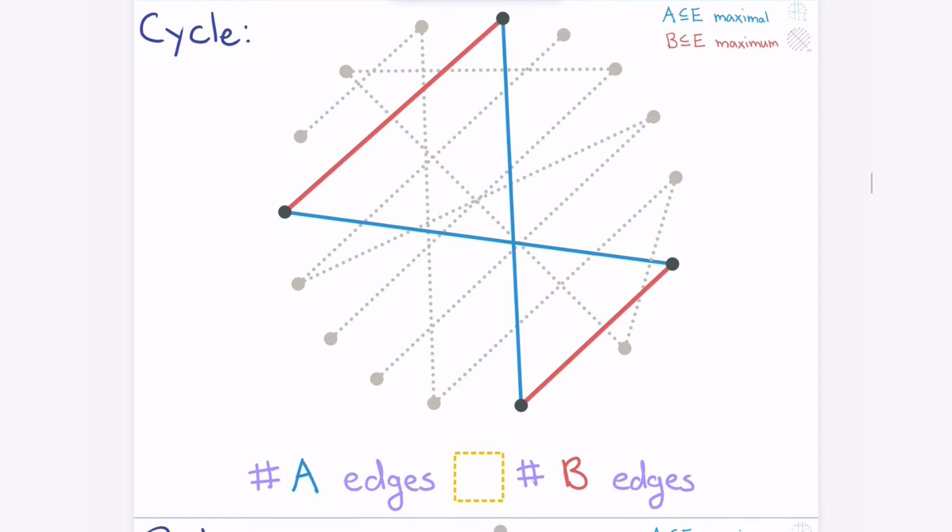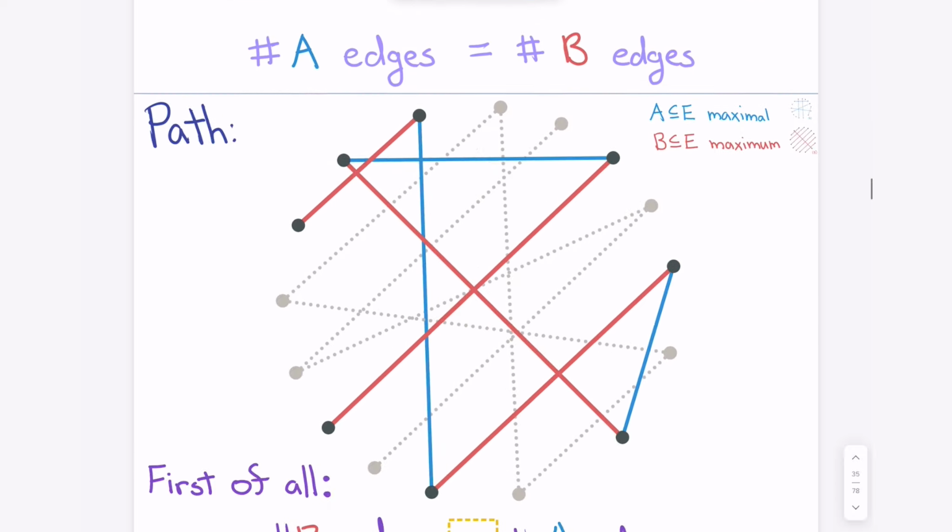Now what I want to do is compare the number of edges in red to the number of edges in blue. Red refers to the maximum matching. Blue refers to the maximal matching. Now in a cycle, how do they relate? They're always equal. They're always an even number of edges, and there's an equal number of red and blue.